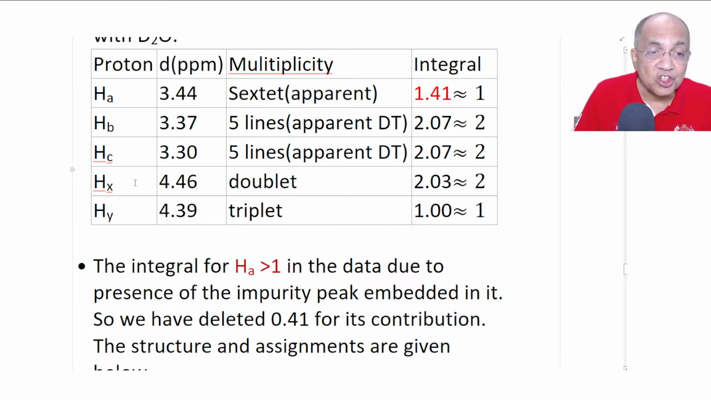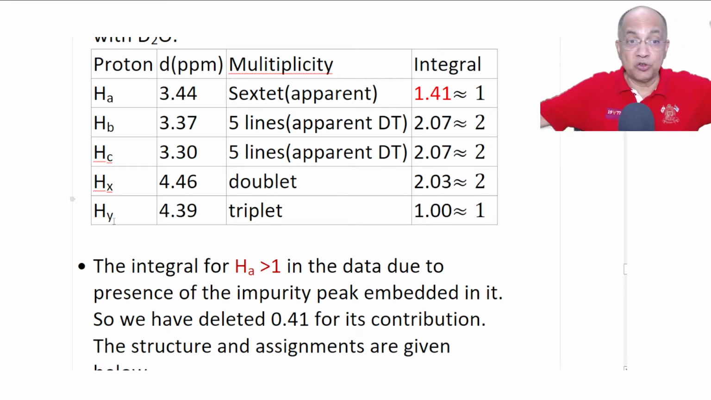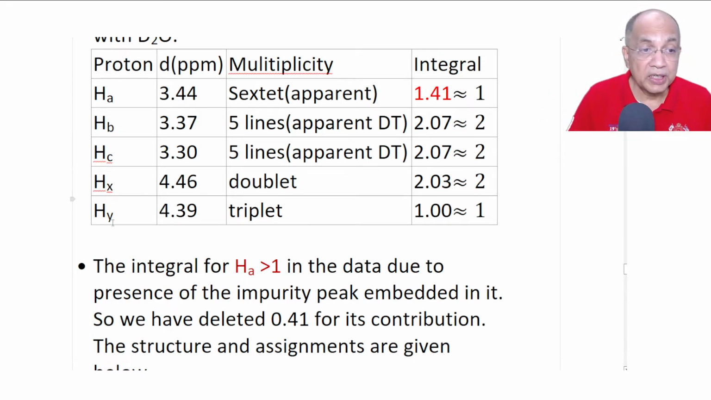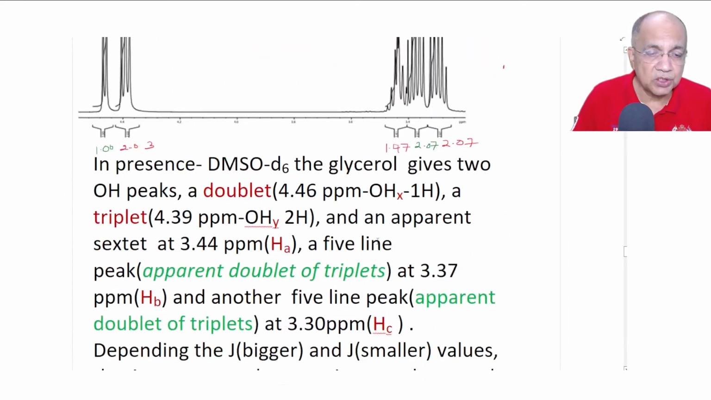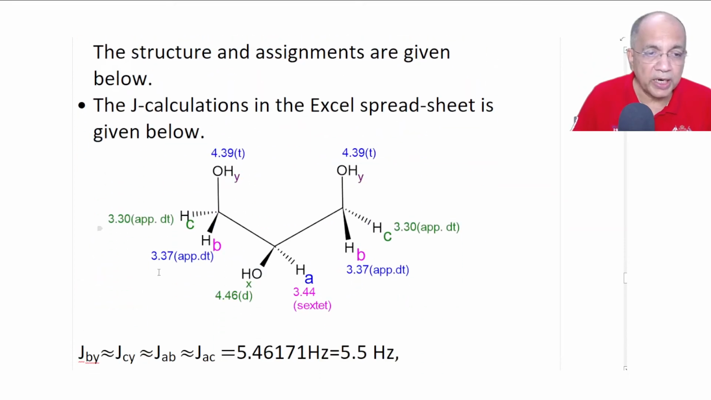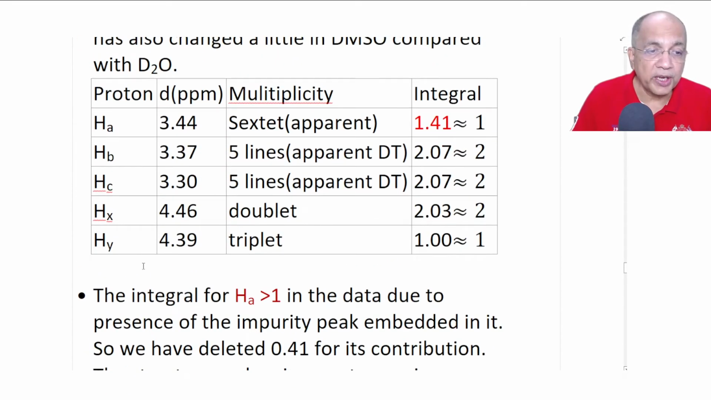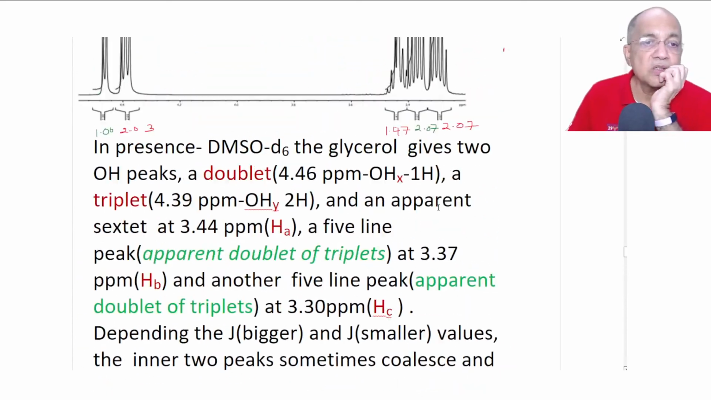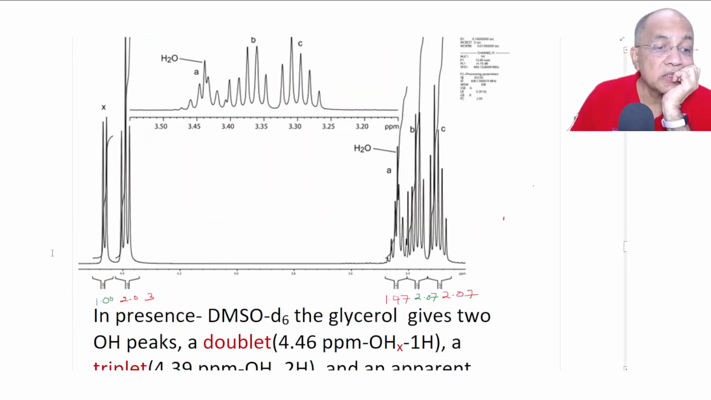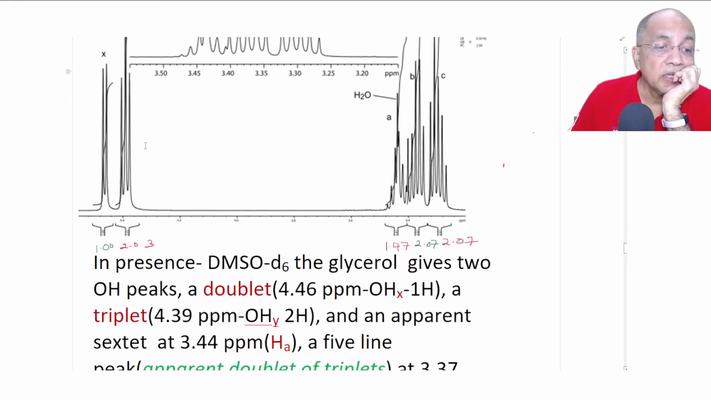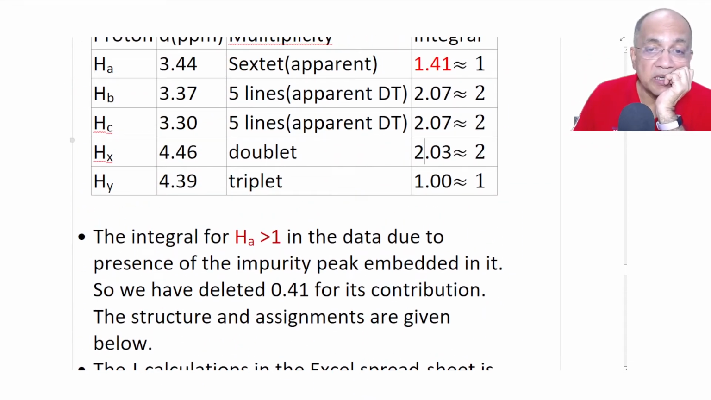And the HX is the solitary OH in the middle, this is a doublet, and the HY, I'm sorry, HY, we have done this one. HY we have shown this one. So HY is 2. The HX is 1. Now, if you can see the spectrum, the HX is 1, HY is 2. So here I have written HX as 1.